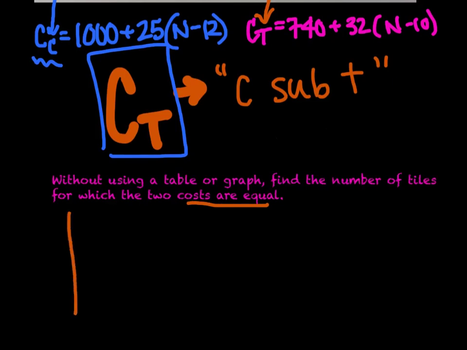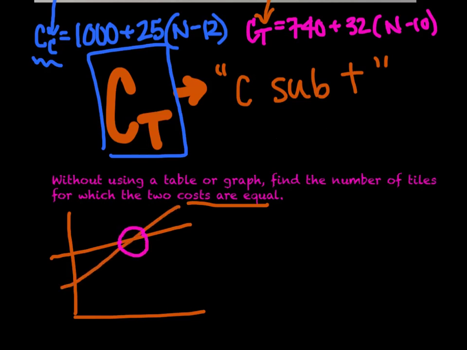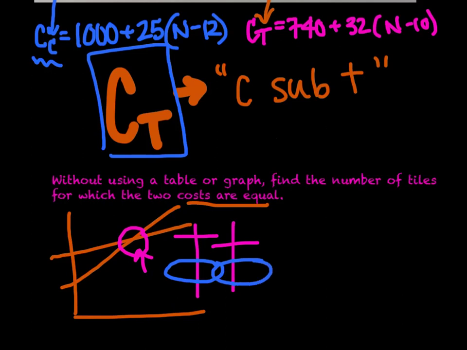What we're looking at is potentially a graph where we would have 1,000 that goes up a little bit, and we might have 740 that goes up a little steeper. And this intersection is what we are looking for. If we had two tables for the two equations, we'd be looking for the place where the two values, the n and the c value in this case, the number of tiles versus the cost, end up being the same for the two of them. But let's do this without using a table or a graph.